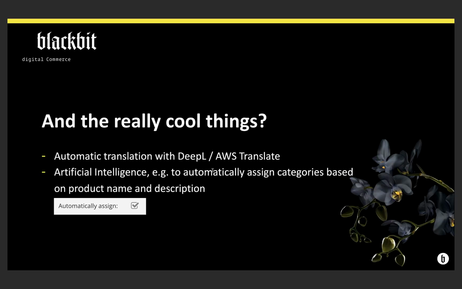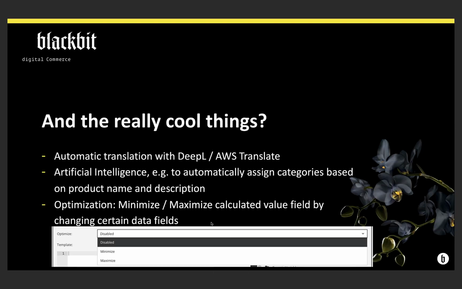Then there is artificial intelligence. You can automatically assign things to a relational field based on other fields. So in this case, you can assign categories based on the product name and description. When other products have certain terms in the product name and in the description, the algorithm checks which categories those products have. And if the same terms appear in a new product, then this function calculates which category is highly likely.